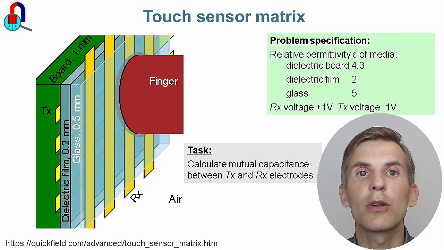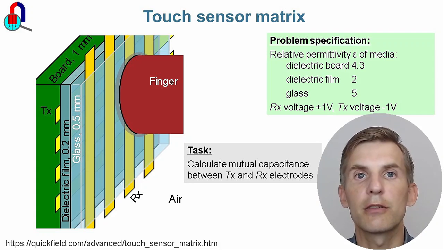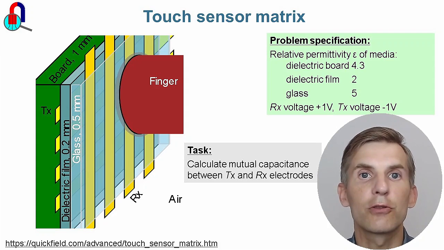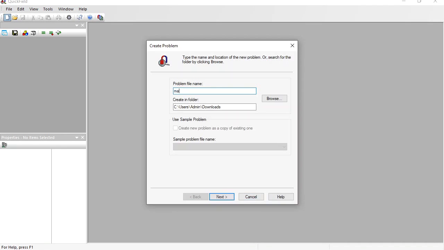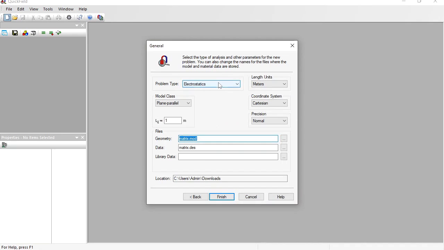But I'm going to simulate only a single finger and energize only a single pair of electrodes, just to demonstrate how to build the model. Okay, let's start QuickField now. In QuickField, I create a new problem. Matrix. Next. Problem type is electrostatics, length units are millimeters, and the model class is three-dimensional import. Finish.